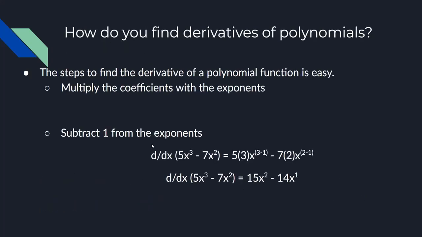So how do we do derivatives for polynomials? It's actually really easy. There are two steps. You multiply the coefficient by the exponent, and then you subtract 1 from the exponent, and that's it.